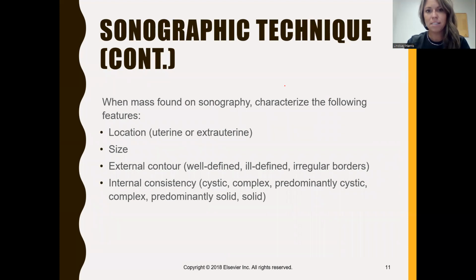When a mass is found on the sonography, you want to characterize the location, size, if it's well defined, it'll define irregular borders and the internal consistency: cystic, complex, predominantly cystic, solid, which I'll talk about as we continue to go on.